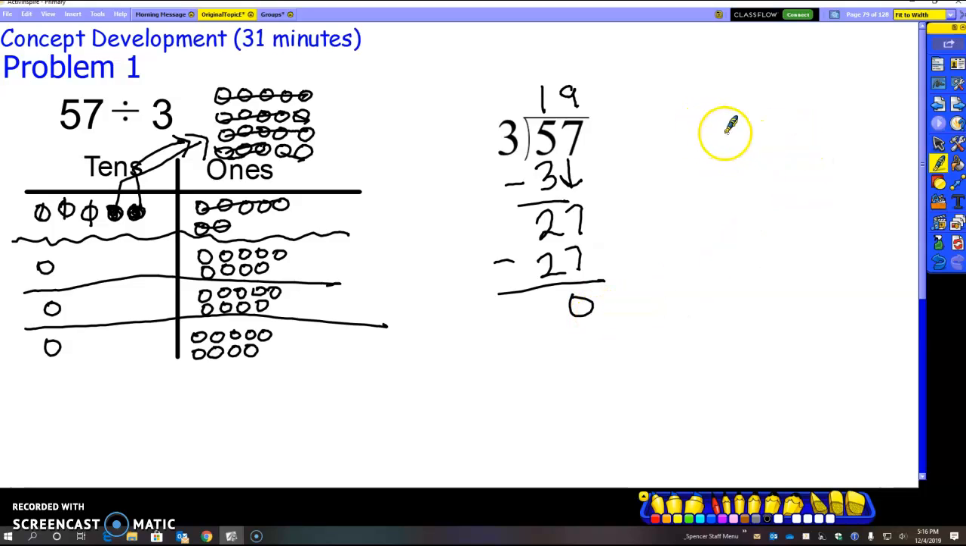When I check my work, I have 19 times 3 should get us 57. So 3 times 9 is 27. 3 times 1 is 3, plus 2 more is 5, and that checks.